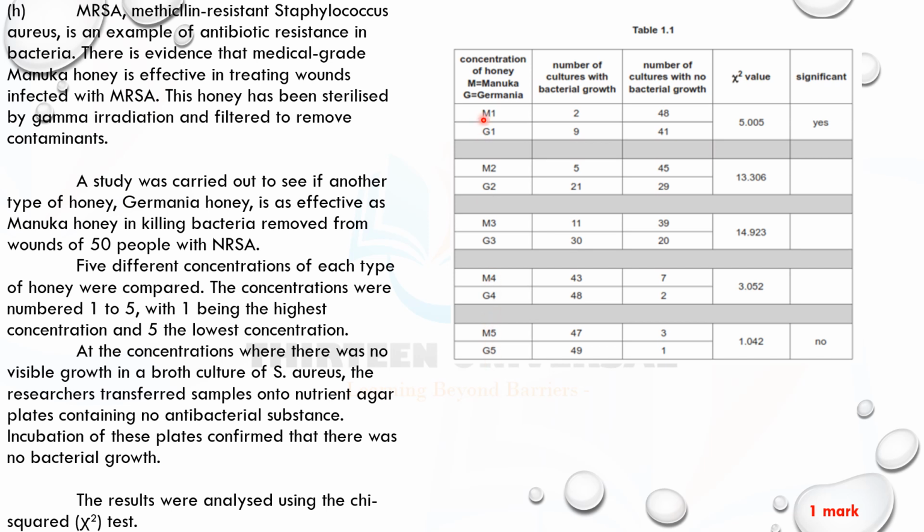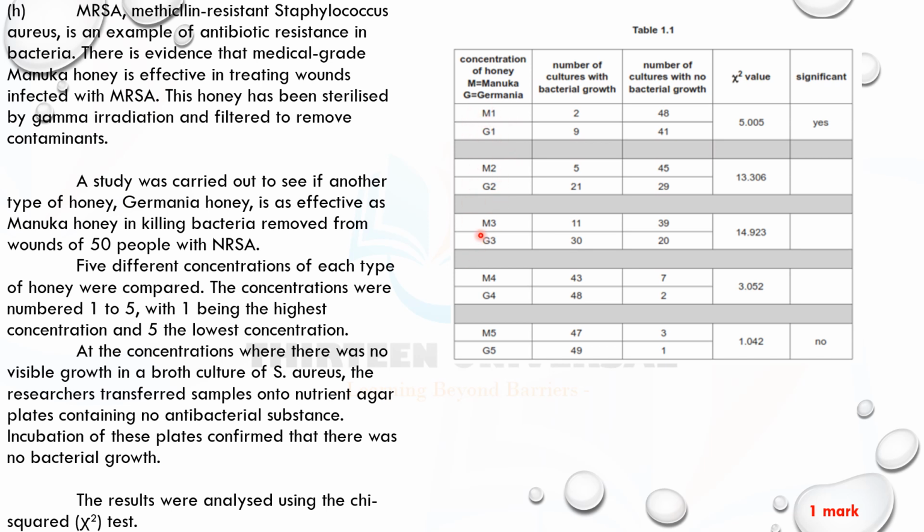But the concentration, this 1, 2, 3, you can check, significant, yes. So you can see that generally Manuka has a higher effect on bacterial growth. Even the number of cultures with no bacteria, you can see the number of cultures with bacterial growth. So this killed many of them for each of them. So Manuka has a higher effect from 1 to 3.